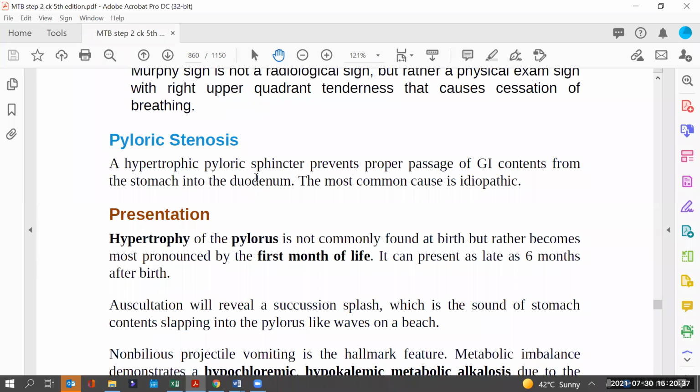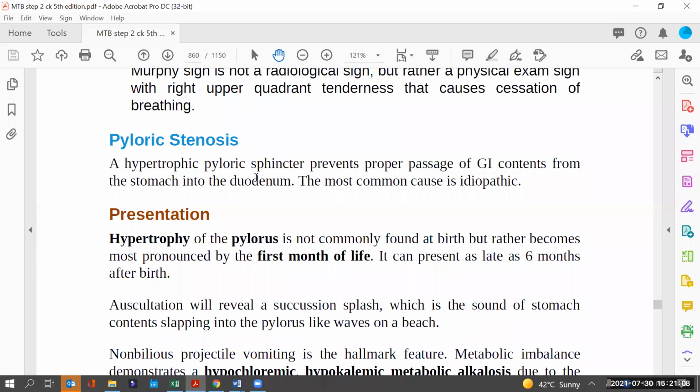Now, what is the presentation? Whenever there is hypertrophy of the pylorus, it is not commonly found at birth, but rather becomes most pronounced by the first month of life. So it's not a congenital one. It's not that the baby is born with this sphincter hypertrophy. No, after the birth of the baby, we can usually appreciate it. It can present as late as 6 months after birth. So presentation is very important. Whenever you see any child in the age range between 1 month to 6 months, you can think about this pyloric stenosis.